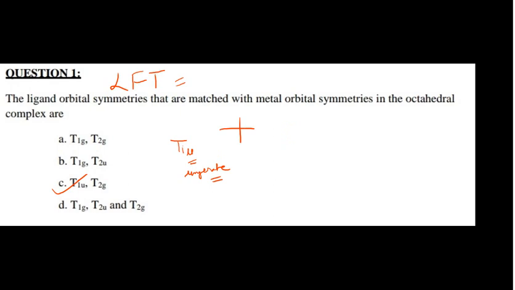Say this is my Px, this is plus, this is minus. Then this is my Py, this is plus, this is minus. And say this is my Pz, this is plus, this is minus. So they do not have a center of symmetry, that means they are ungerade. First of all, you should remember this thing.